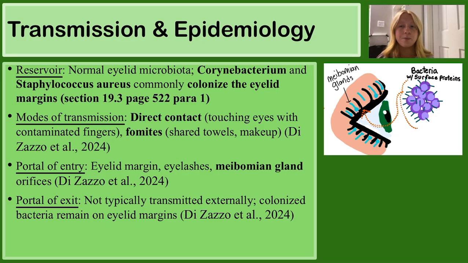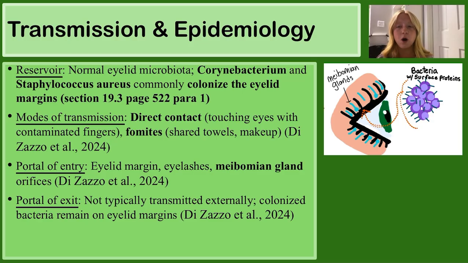So when we think about blepharitis, it's a bit different from many infectious diseases because the main reservoir is actually the normal microbiota of the eyelids, and particularly S. aureus for anterior blepharitis, and Corynebacterium species are also commonly found. And these bacteria usually live harmlessly on the eyelid margins, but under certain conditions, they can contribute to chronic inflammation.